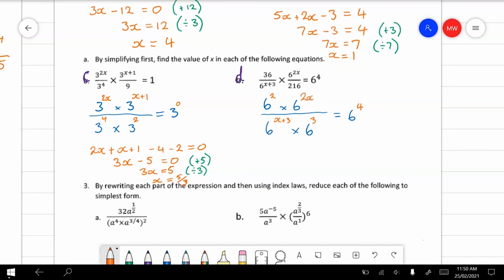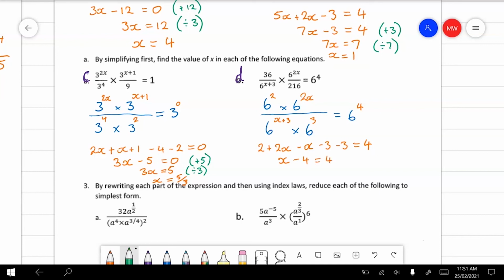Now that the indices are nice and clear, we can just compare them. So when we're looking at the indices now, we know that we're going to add the top two, so it'll be 2 plus 2x. And we'll have to subtract everything that's down the bottom because we're dividing by it. So we'll take an x, we'll take the 3, we'll take the 3 again, and that will equal 4. Collect up our like terms, and I'll end up with 1x. And then I'll have 2 minus 3 minus 3, or 2 minus 6. So it'll be x minus 4 equals 4.